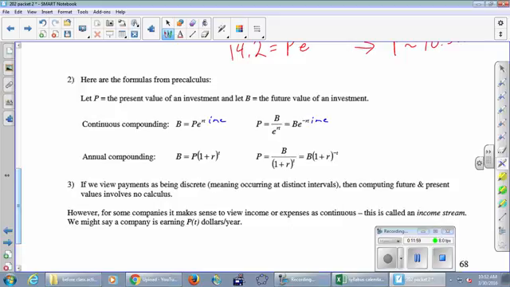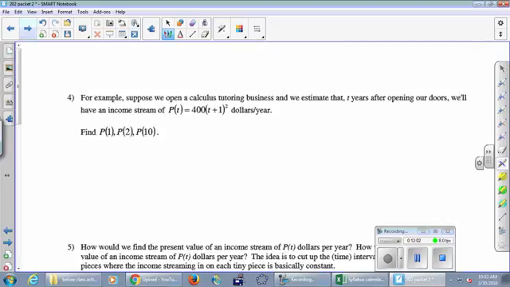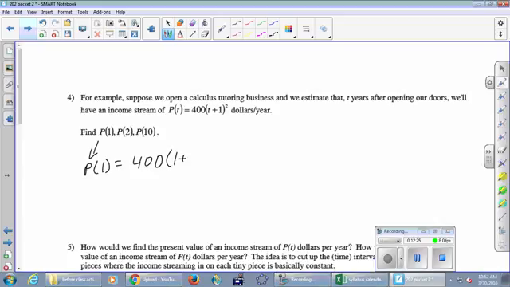So let's take a look at number 4. For example, suppose we open a calculus tutoring business and that we estimate t years after opening our doors, we'll have an income stream given by this formula. P of t is equal to 400 times (t plus 1) squared dollars per year. Let's calculate some stuff so that we understand what that formula is really saying. P of 1, just plugging 1 in. 400 times (1 plus 1) squared. That's 1,600. Right, 2 squared, for $1,600 per year.